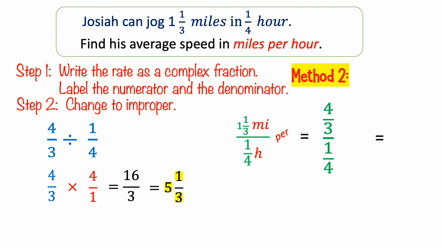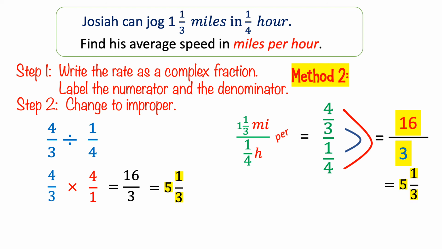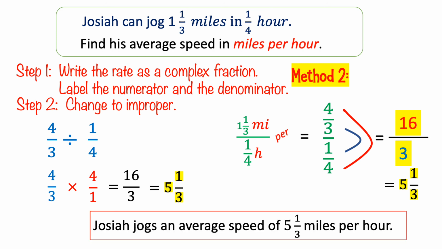We can use method 2 and we'll multiply the top number by the bottom number to get our numerator of 16. Our middle two numbers, 3 times 1, become 3. Then we divide, and 16 divided by 3 is 5 1/3. So this means that Josiah jogs an average speed of 5 1/3 miles per 1 hour.